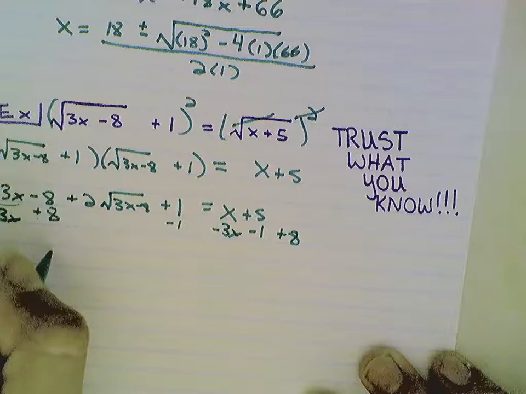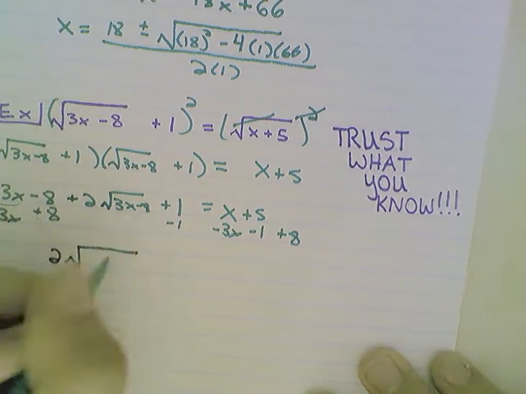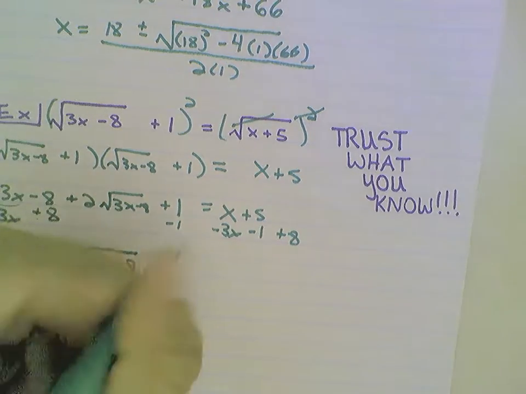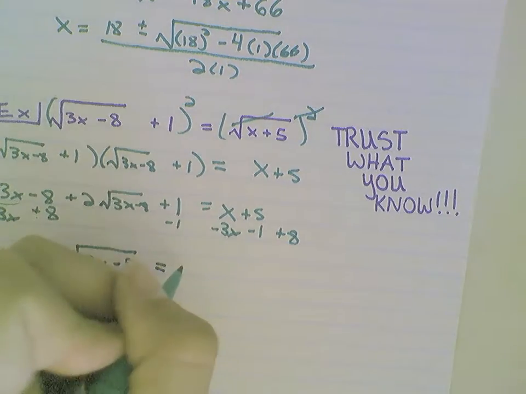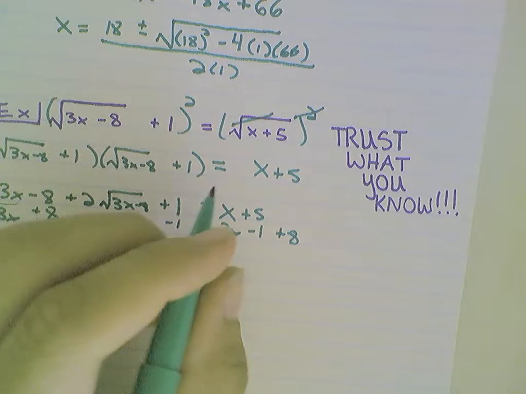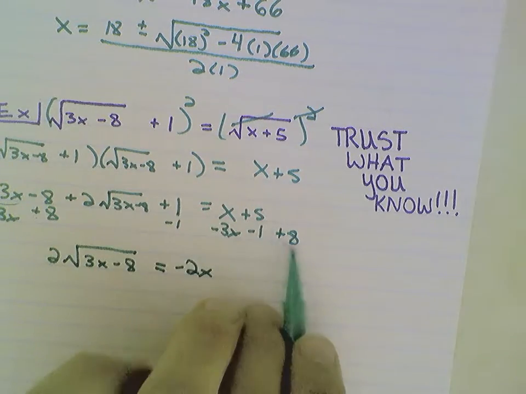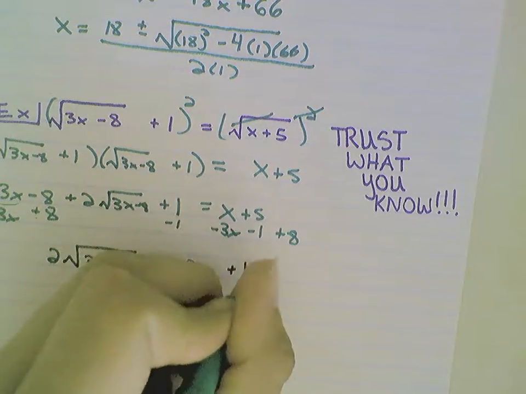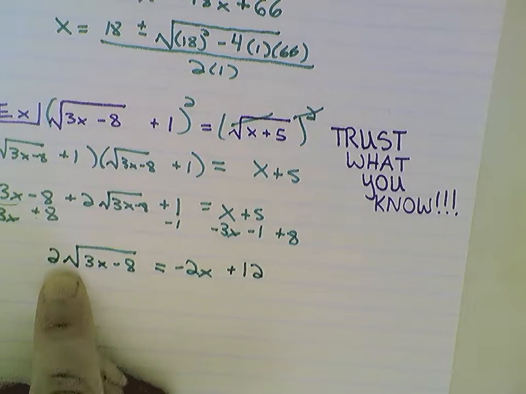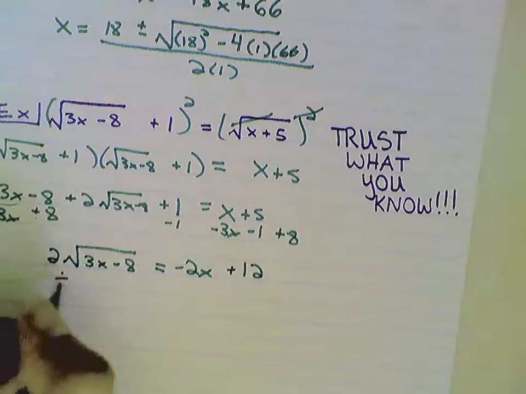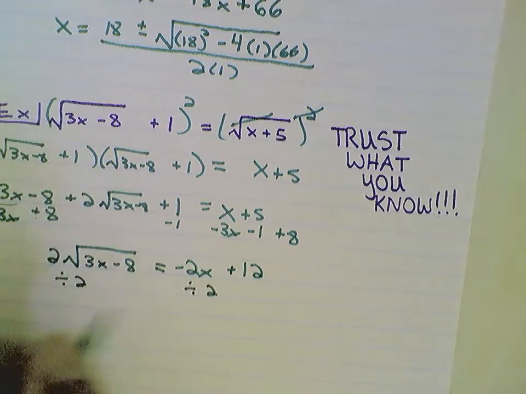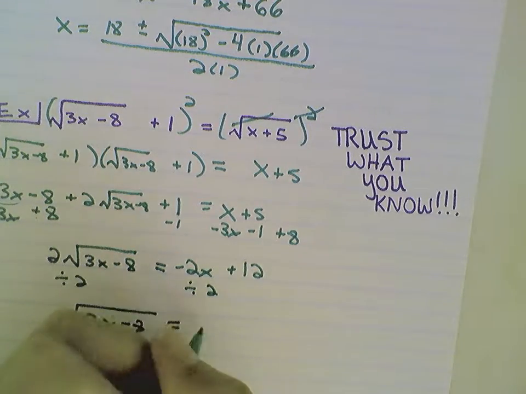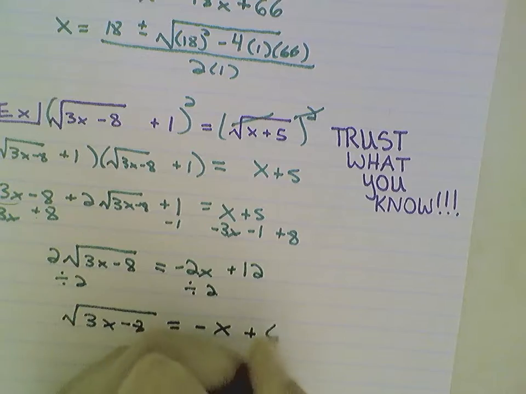So that leaves me with 2 radical 3x minus 8 equals, well, x minus the 3x is a negative 2x. And then if I take 5 plus 8, that's 13, but minus 1 gives me a positive 12. And then notice I still need to divide this 2 off. So I can divide 2 on both sides. I'll get the square root of 3x minus 8 equals negative x plus 6.